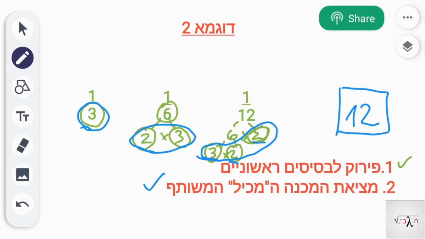Because 12, which is 3, 2 and 2, contains the disassembly of 6. And also the disassembly of 3. If we'll need to go further into a question between these fractions, 12 will be the common denominator. Let's have a look at another question that you'll help me with.